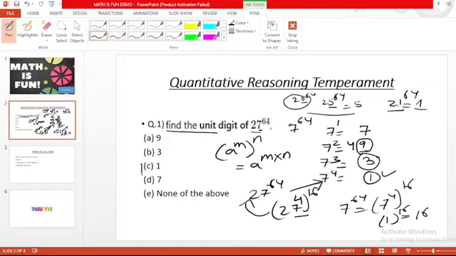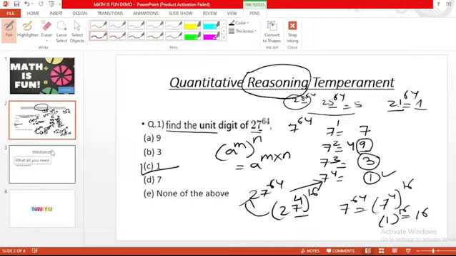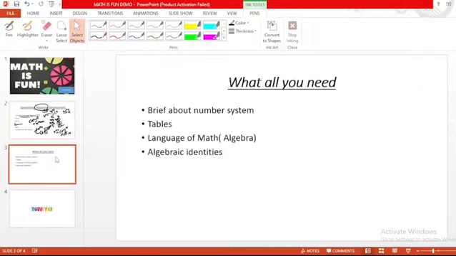Correct answer is C. Many of you got it much before than what I was solving this, and it hardly takes any minute or much mathematical knowledge, but it's more the reasoning part. So friends, we'll just quickly look and will not elongate our sessions. So we'll see what you all need for scoring good in the mathematical, or that is quantitative reasoning part. So, brief about number system.